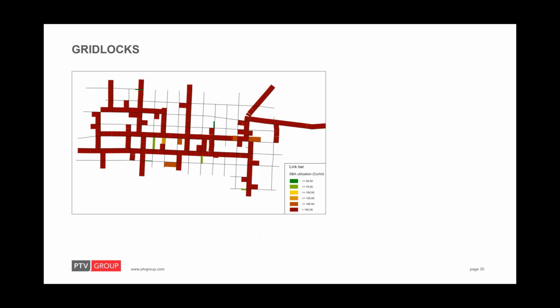Gridlocks in the SBA network can be analyzed using the SBA utilization attribute. So SBA utilization is a measure of congestion that we store after we calculate the simulation-based assignment, and that can be used as a way to troubleshoot gridlocks and bottlenecks.